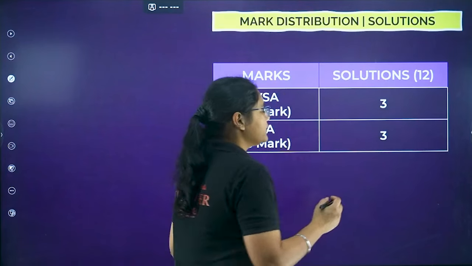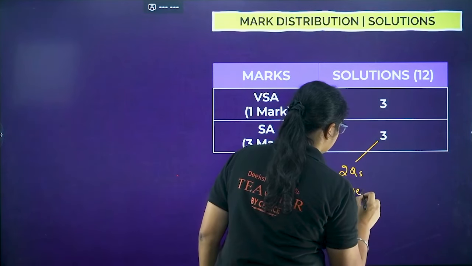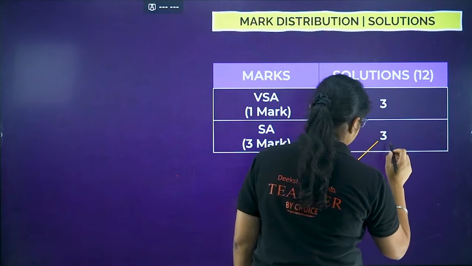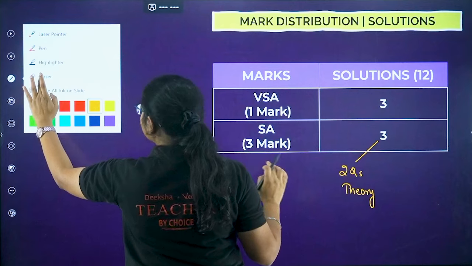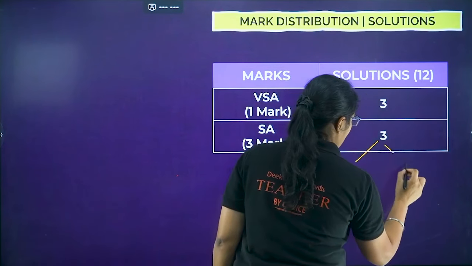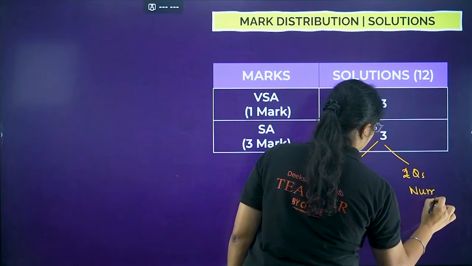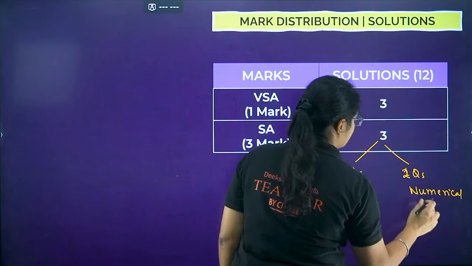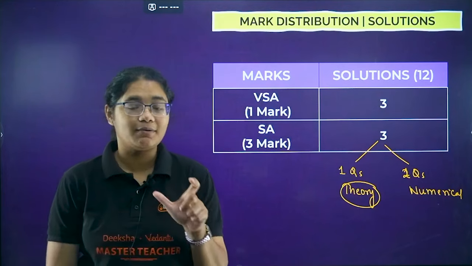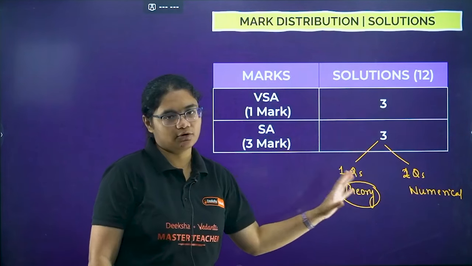In that, 1 question will be from the theory part, okay, and you will have 2 questions in the numerical part. So in numerical there will be 2 questions, and in theory, that is your section C, 3 marker section, you will have 1 question from the theory. So we will be preparing for both of them.